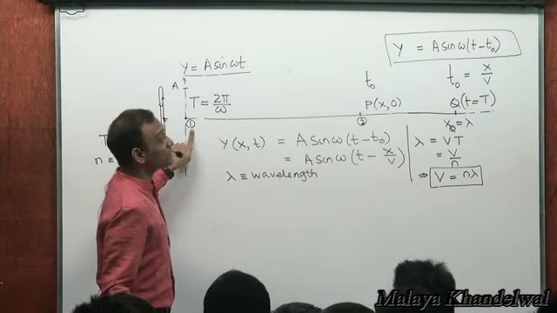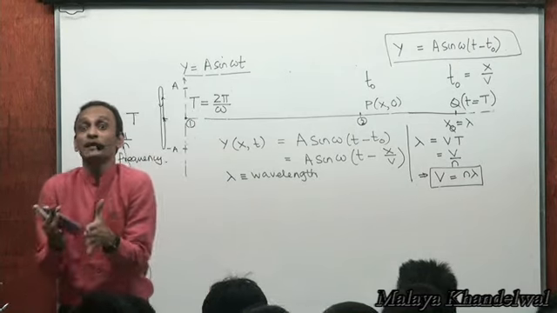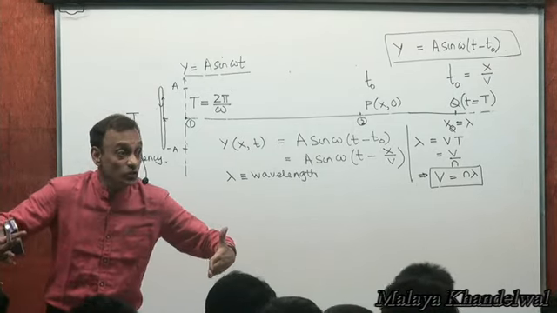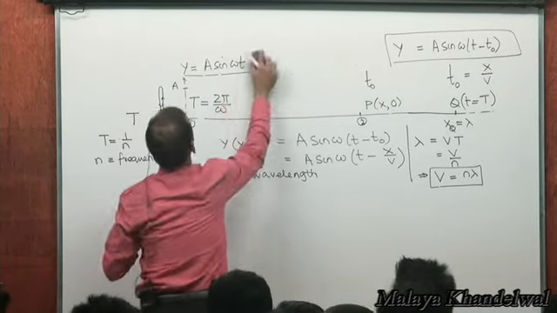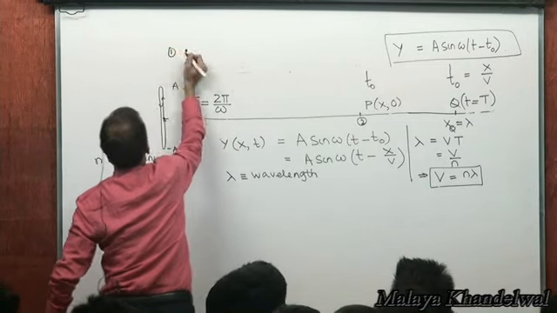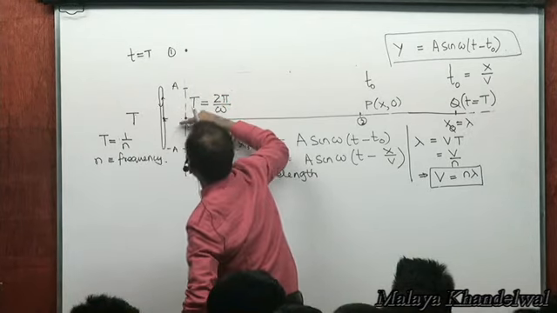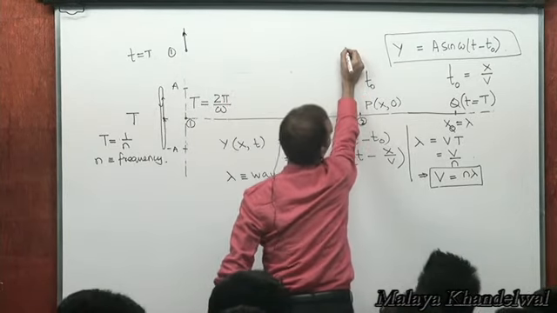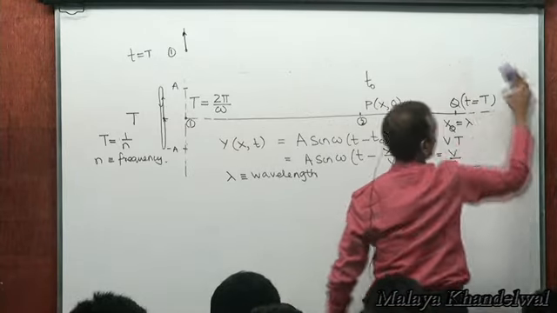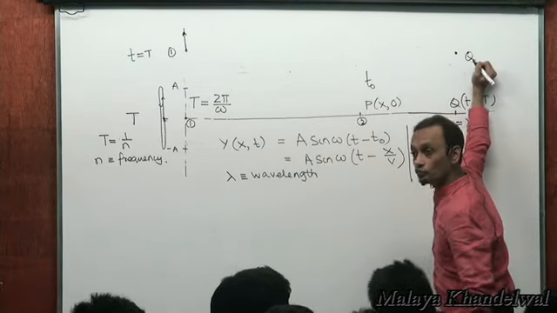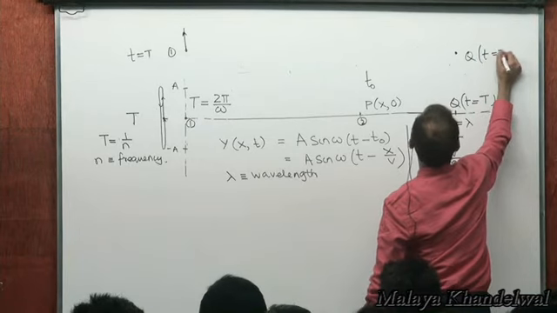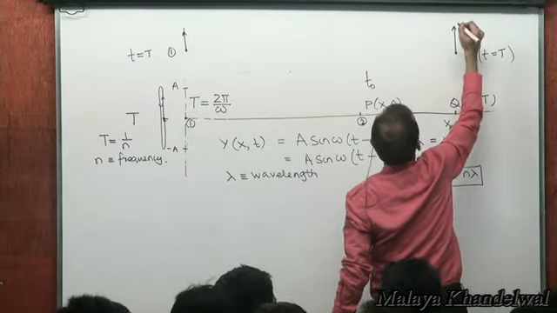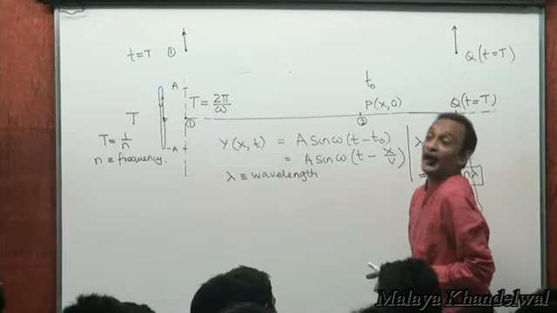Essentially, if you look at particle 1 and particle Q, they are separated by a distance equal to 1 lambda, the wavelength of the wave. So particle 1 at t equal to capital T, what is it doing? In a full time period, it has come back to y equal to 0 and is headed upwards. Look at particle Q. At t equal to capital T, it is at the same position as 1 and is also headed upwards, moving with an amplitude A and angular frequency omega.